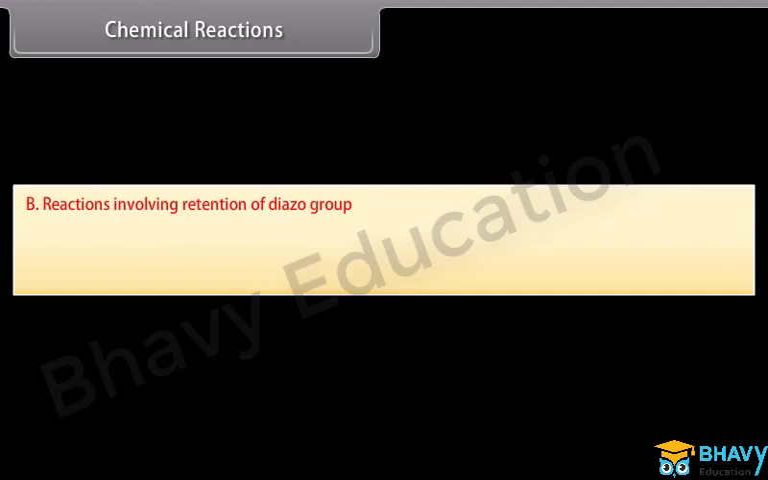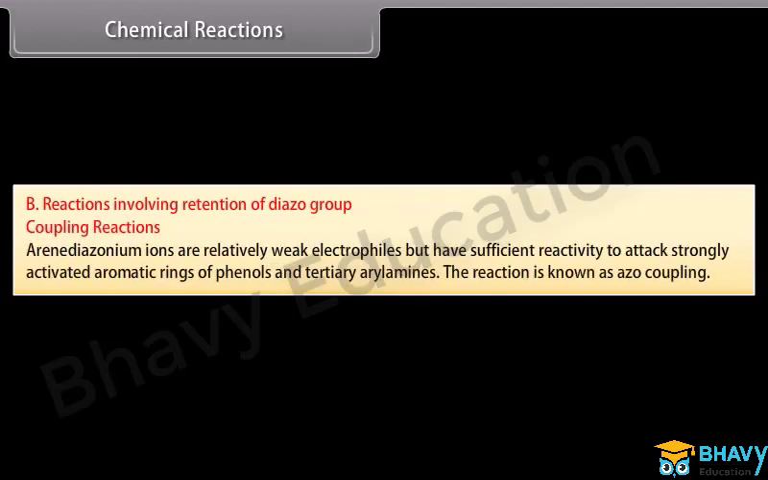Reactions involving retention of diazo group. Coupling reactions. Arene diazonium ions are relatively weak electrophiles but have sufficient reactivity to attack strongly activated aromatic rings of phenols and tertiary arylamines. The reaction is known as azo coupling.